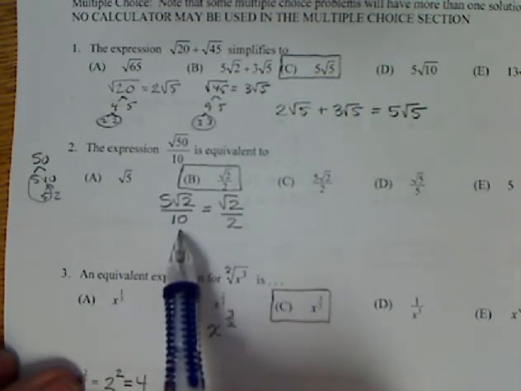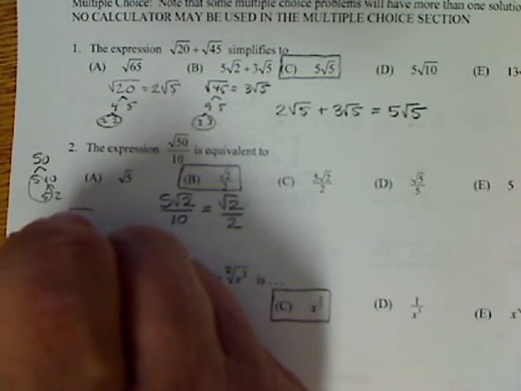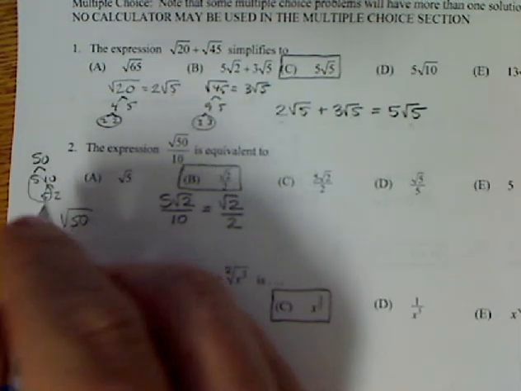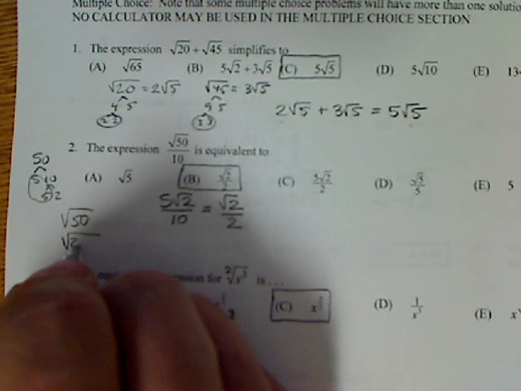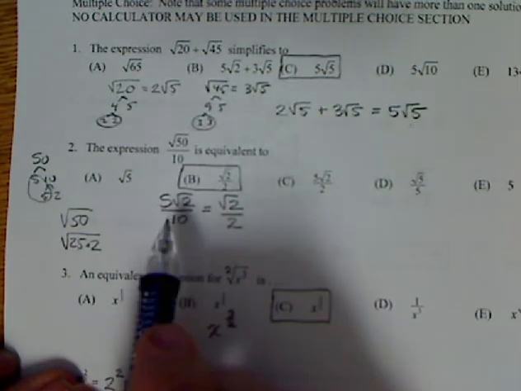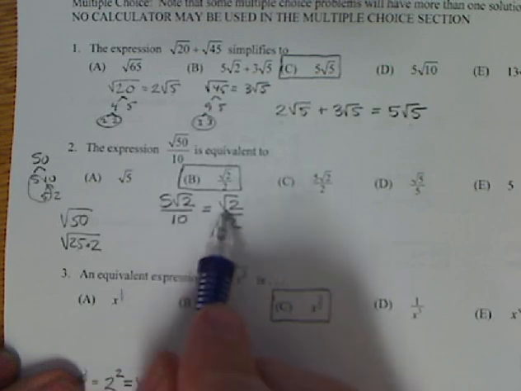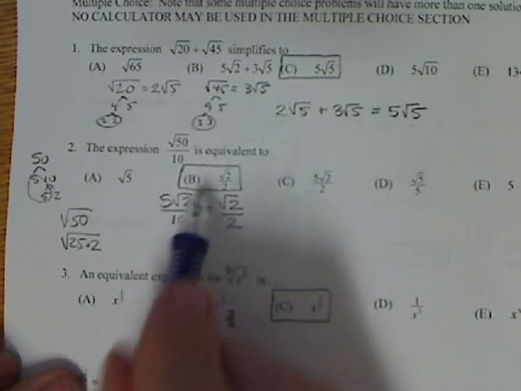Then I reduce it. Or you can also do square root of 50, realizing that square root of 50 is the square root of 25 times 2. Square root of 25 is 5. 5 root 2 over 10. 5 and 10 will reduce to square root of 2 over 2. Answer there was B.